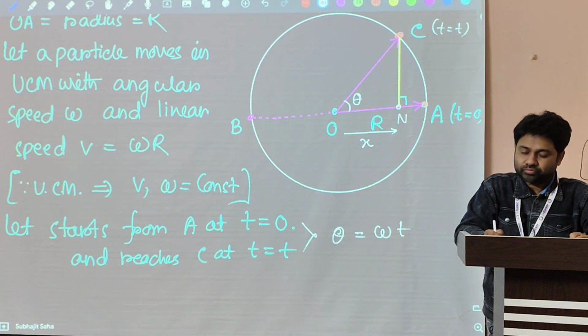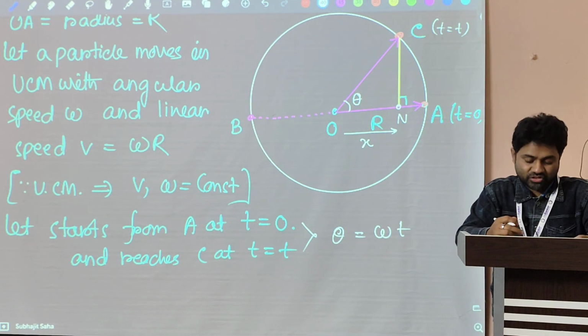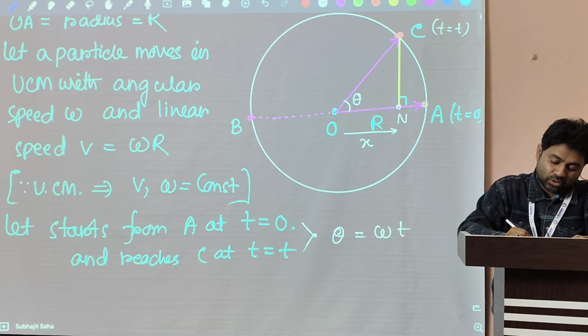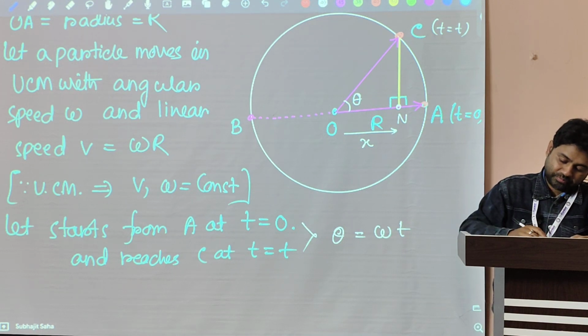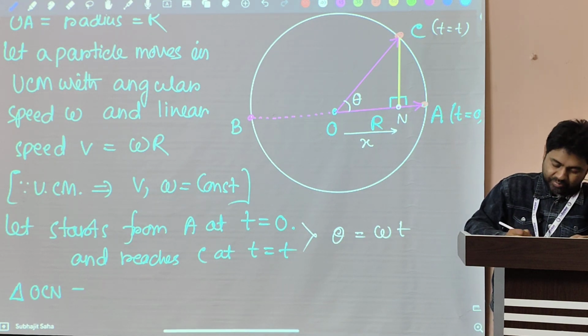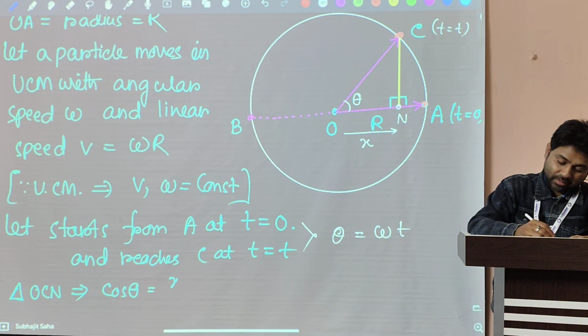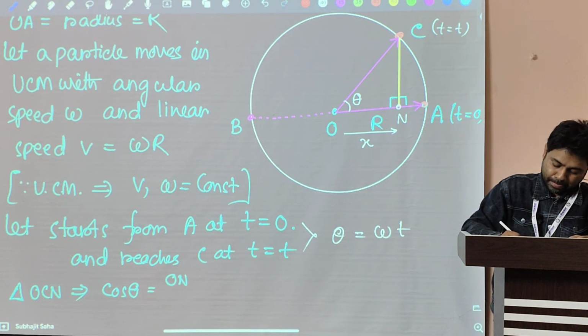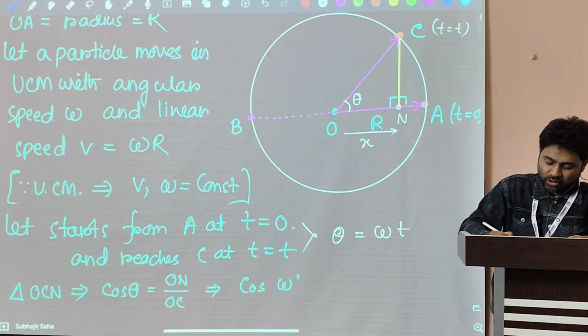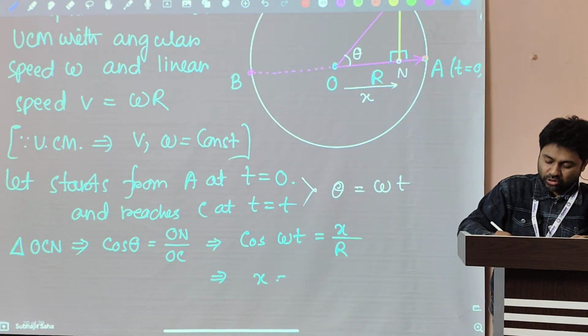We will relate x and theta from the triangle OCN. It's a right angle triangle. We can really do that by using sine or cosine. Look at the triangle OCN. And you can clearly see cos theta equals ON by OC. But theta is omega t, so cos omega t equals ON means x, OC is R. So you can write x equals R cos omega t, really.